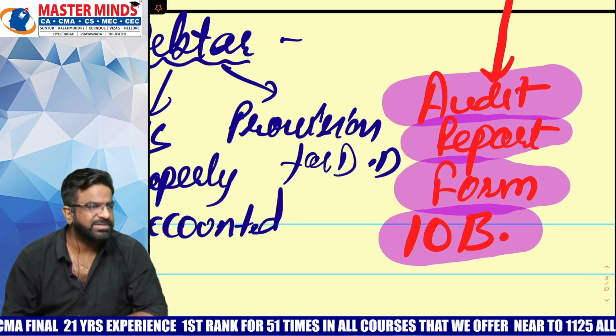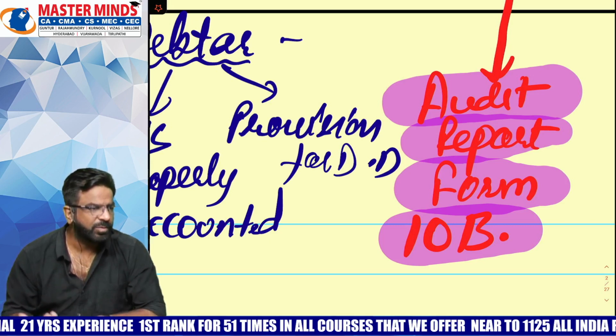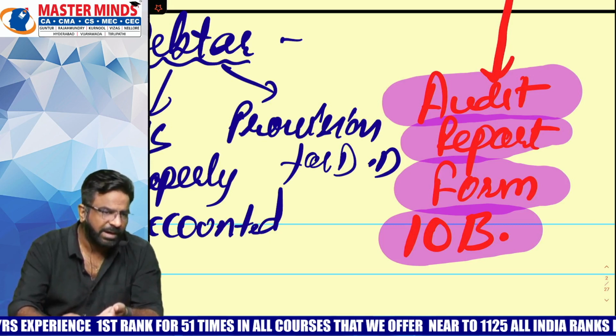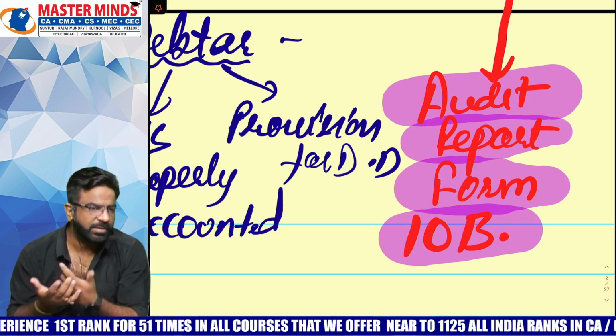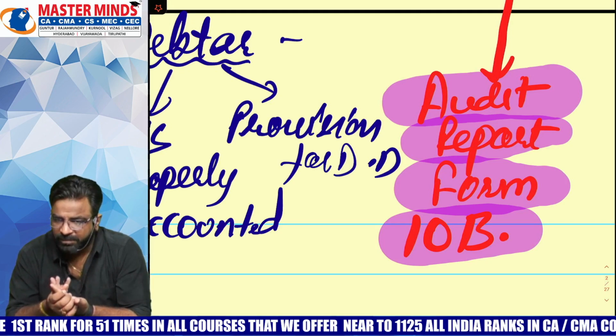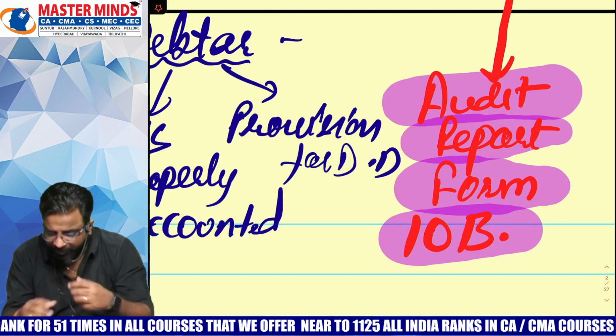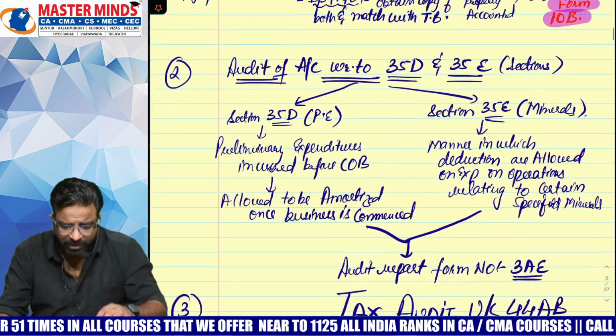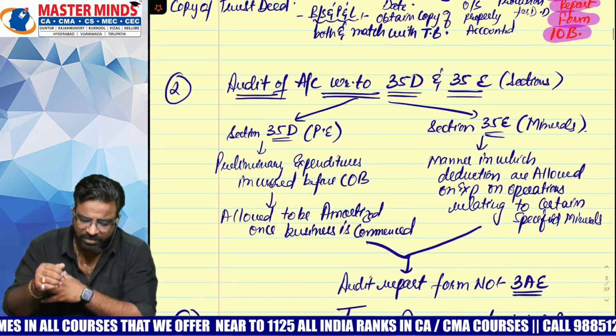I asked for the list under section 13 subsection 3. They said there is no list, make a note of it, and give them the audit report in form number what? 10B. Easy. That is called audit of what? Public trust.